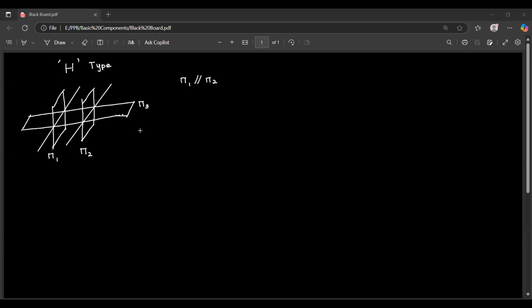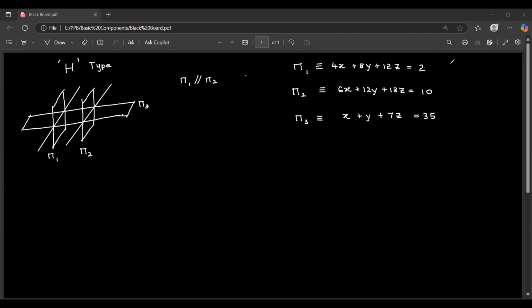So how can we find this? Well, let's do an example question and then we can understand what we are going to do. First of all, we have to check whether the planes are parallel to each other or not. So let's write a question.